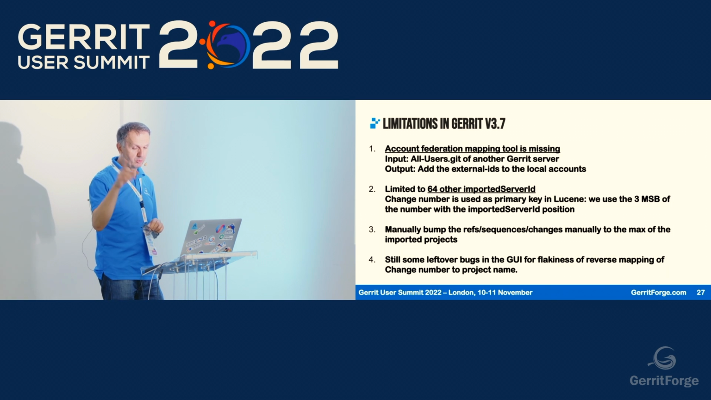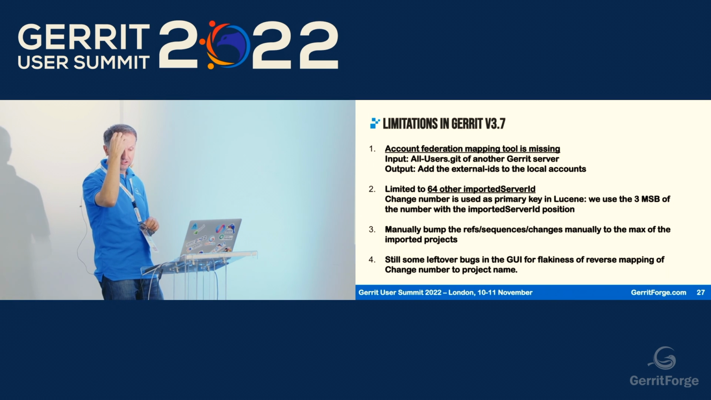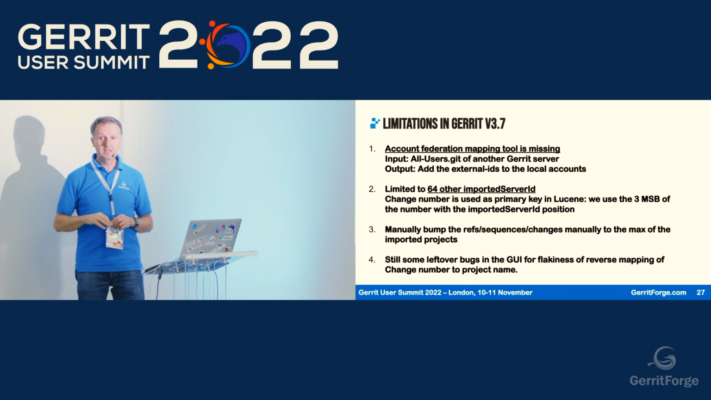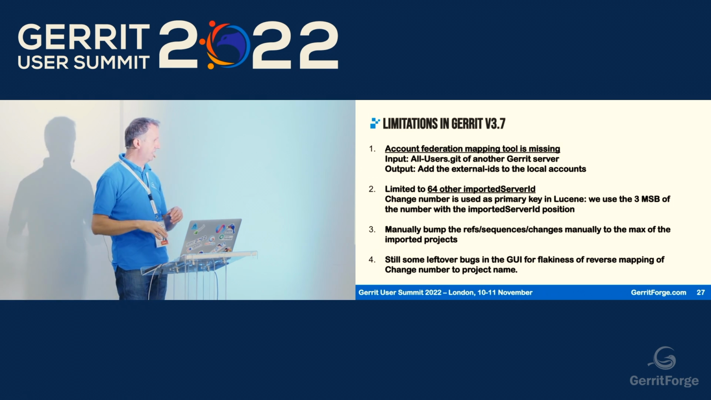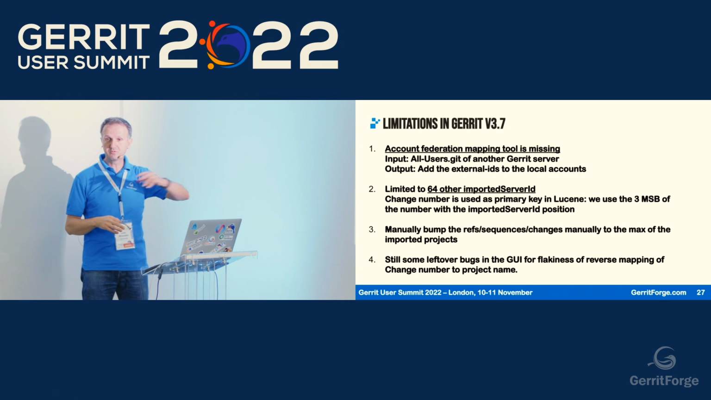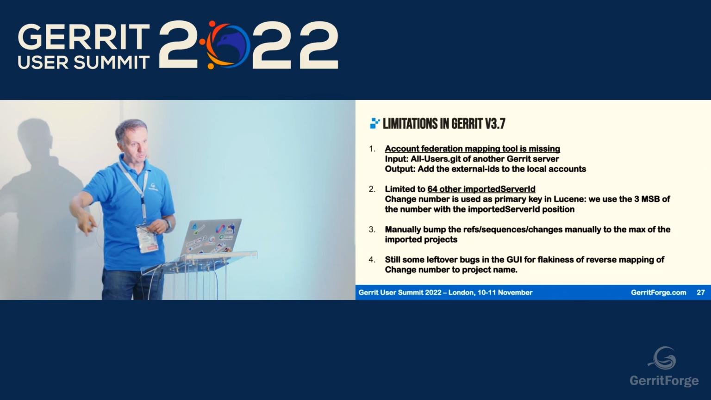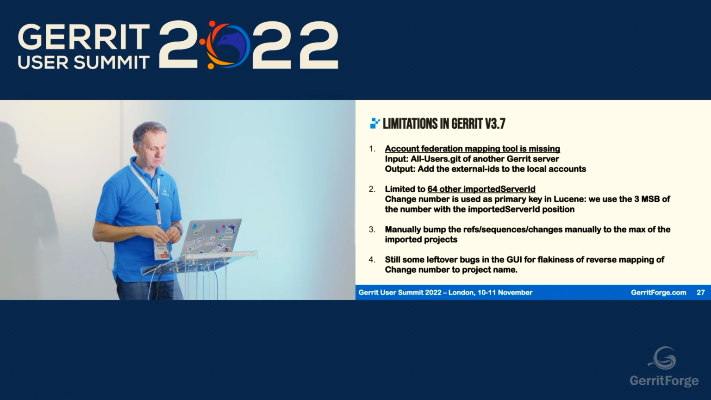One thing that's very important: David Ostrowski did a command to bump the sequences, REST sequences changes. You need to bump that one. Because if your local Gerrit has 10 changes, and you're importing one that has 1 million changes, you need to start from 1,000,001 after the import, right? So you need to bump that one.